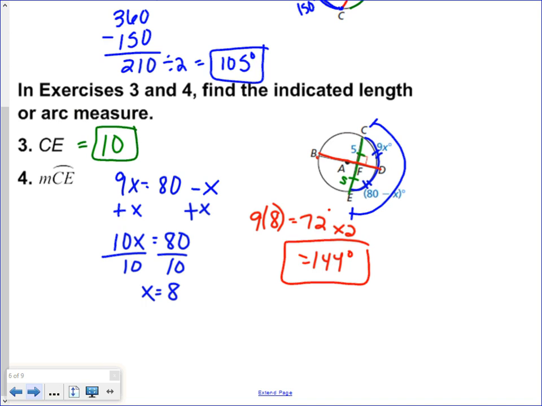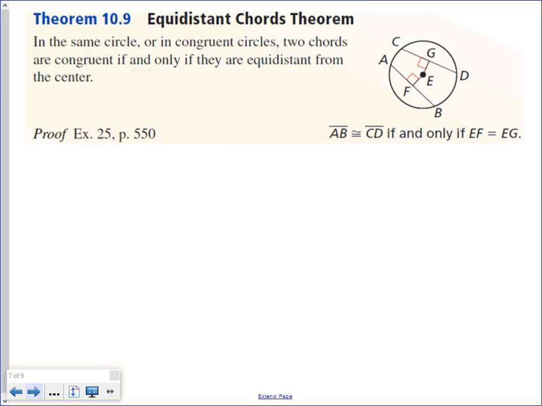All right, our last little theorem here is called the equidistant chords theorem. Equidistant, we haven't heard that word in a while. What does equidistant mean? Equal distance. So it says, in the same circle or in congruent circles, two chords are congruent if and only if they're equidistant from the center. So these two chords here and here are congruent if and only if these pieces from the center are the same size as well. And it works both ways. So if you know that the little pieces in the center are the same, then you know the chords are the same.